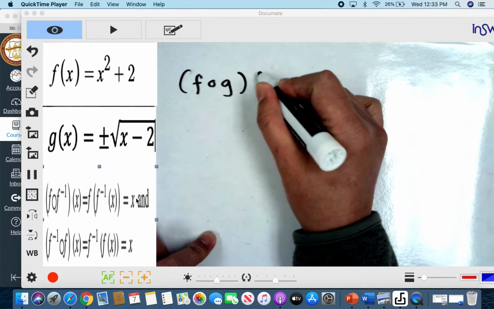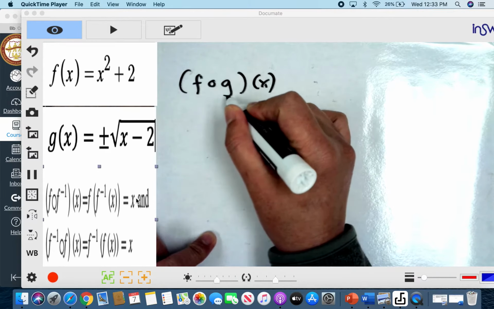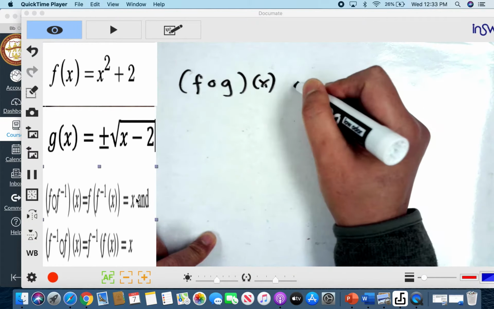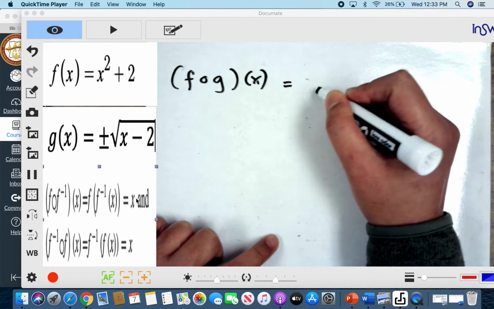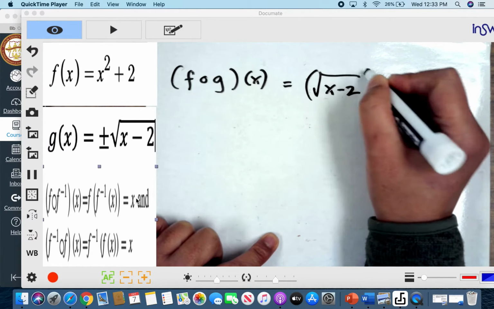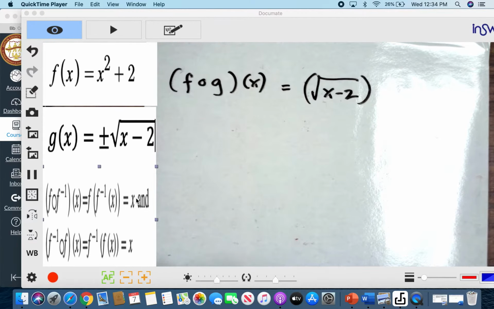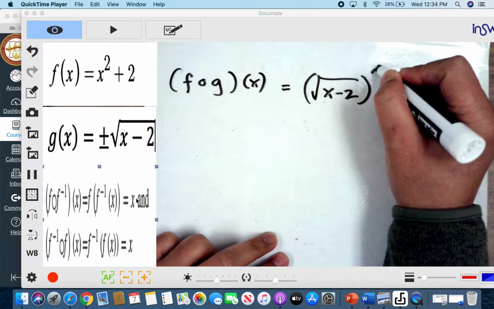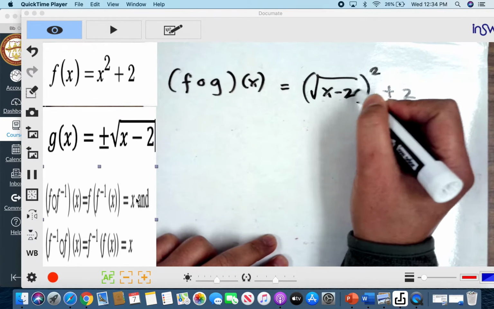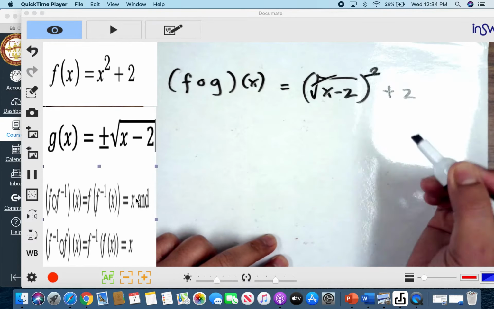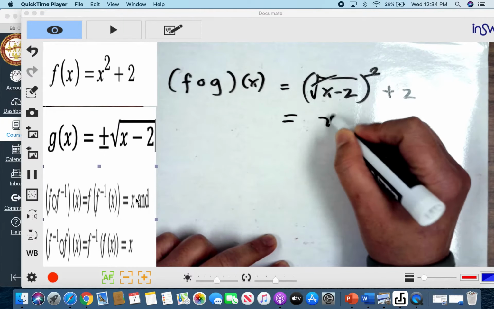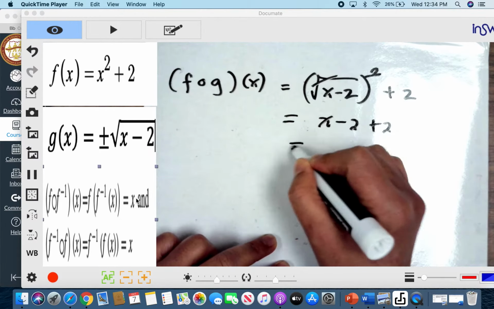f of g of x. That means your x in here will be the g, and we will substitute it into f. So therefore, this will be equivalent to the square root of x minus 2. I'm going to make use of the positive. Anyway, even if I square the negative, I will always get a positive number. So minus or plus 2. All right. Now, if I square a square root, this will just cancel because 1/2 times 2 is 1. So therefore, you'll have x minus 2 plus 2, which is equivalent to x.